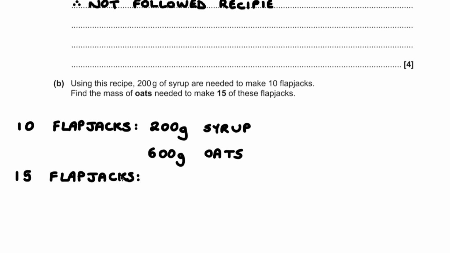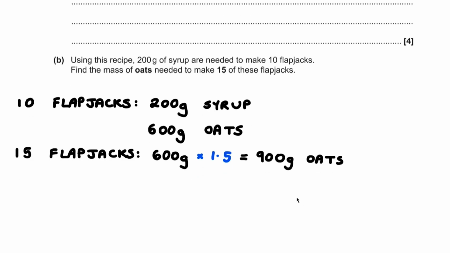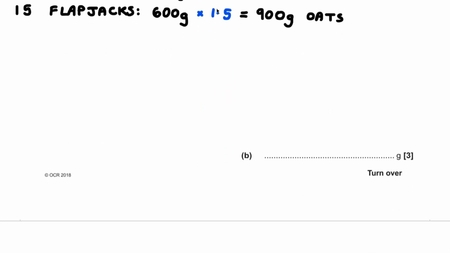So for 15 flapjacks, I take this 600 grams, and from 10 to 15 I multiply by 1.5. So I multiply 600 by 1.5, giving me 900 grams of oats. So we have 900 grams.